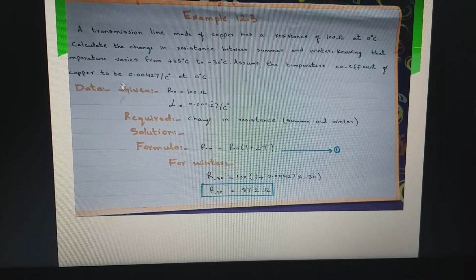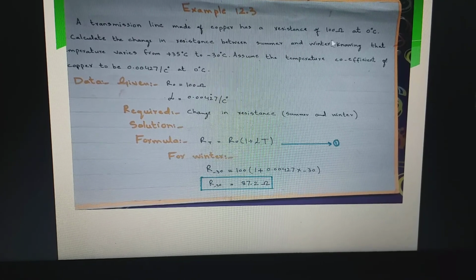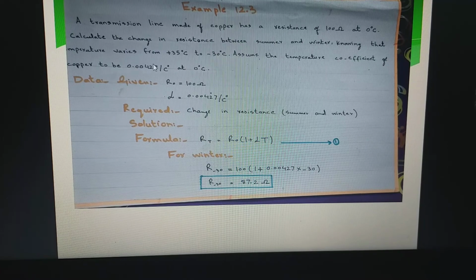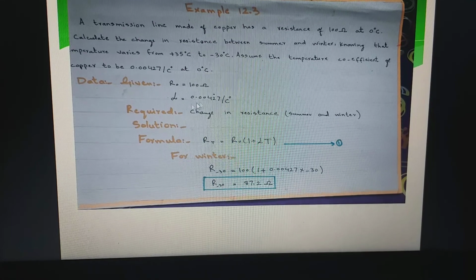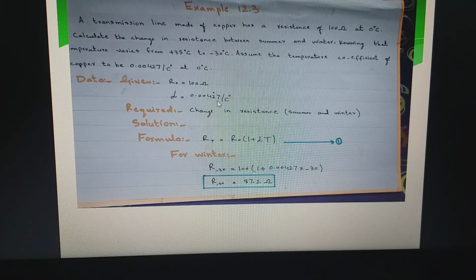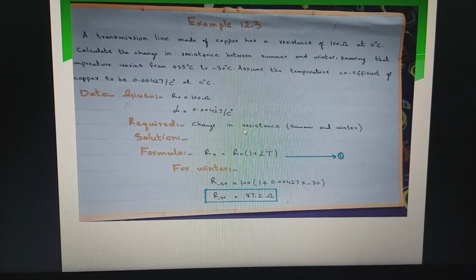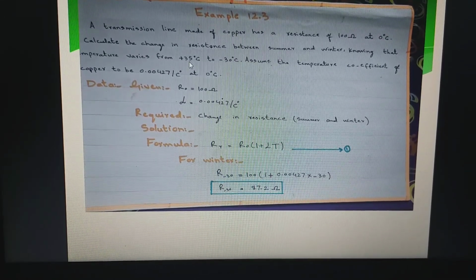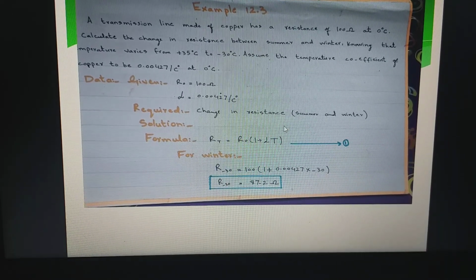First of all, we write down the data given. 100 ohms is actually R naught. And this is the temperature coefficient of resistance, alpha, equal to 0.00427 per degree Celsius. And what we have to calculate is the change in resistance between summer and winter. For summer, 35 degrees Celsius, for winter, minus 30 degrees Celsius.